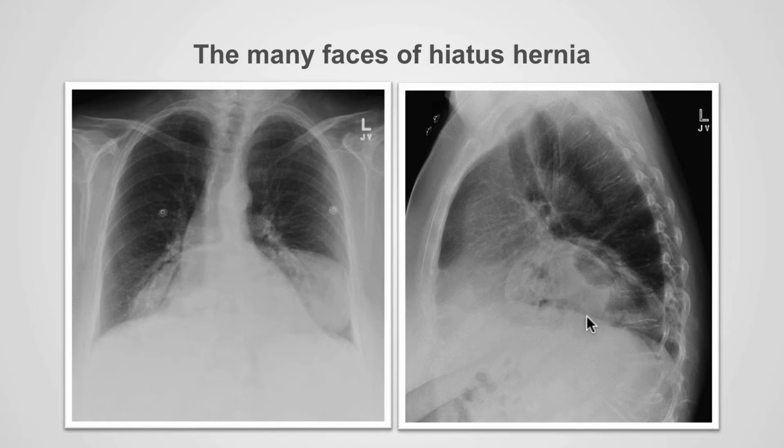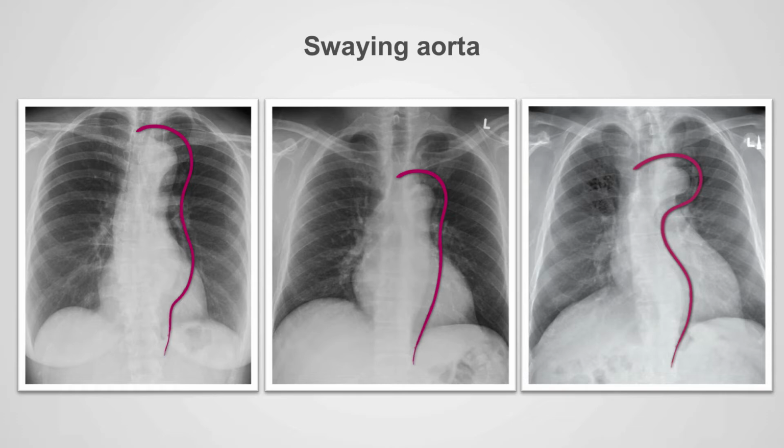On the lateral X-ray, we can identify air within the herniated stomach, but also gas within the transverse colon, which is also herniated into the thorax. As a patient ages, the thoracic aorta increases in length, but is stabilized by the intercostal arteries. And this causes the aorta to take on sometimes quite unusual shapes, which I have called the swaying aorta. This is not to be mistaken for aneurysmal dilatation.